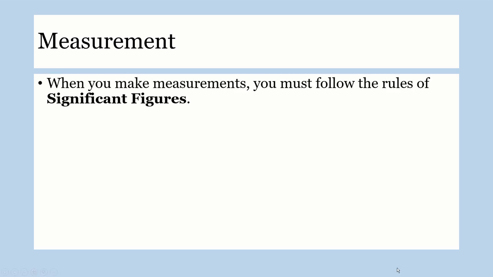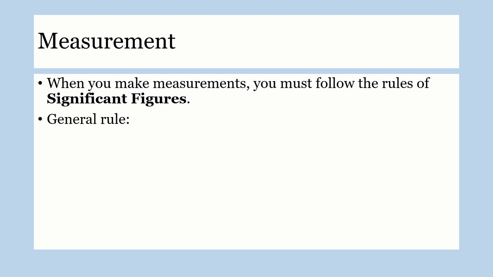So when you make measurements, you have to follow the rules of significant figures. Significant figures tends to be like a thorn in the side of some students. They just don't like them very much at all. But the reason why we do that is because measurement is where everything comes from. All these numbers come from something being measured.